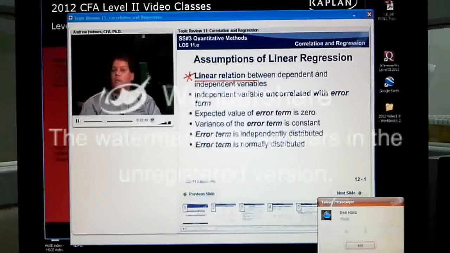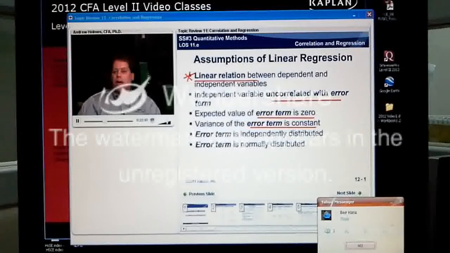The independent variable is uncorrelated with the error term. The expected value of the error term is 0. The variance of the error term is constant. The error term is independently distributed, and the error term is normally distributed. Those are all assumptions of the linear regression model.